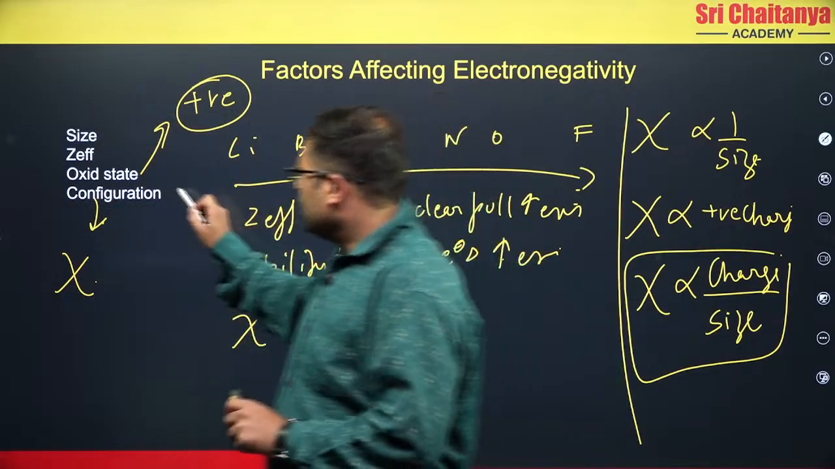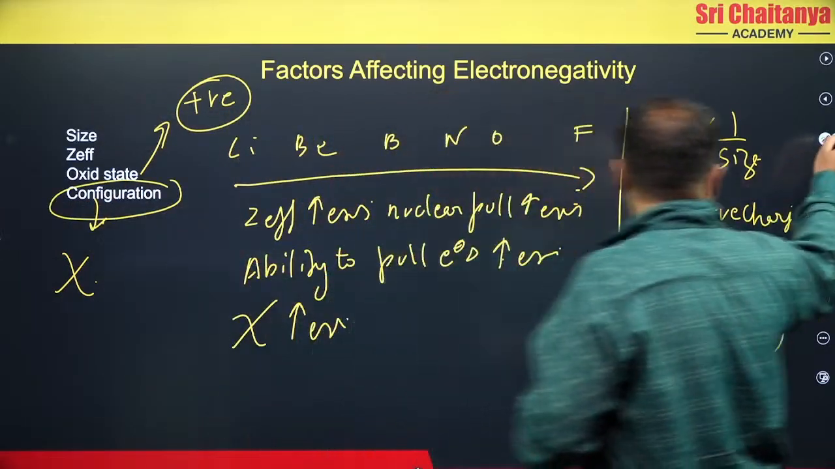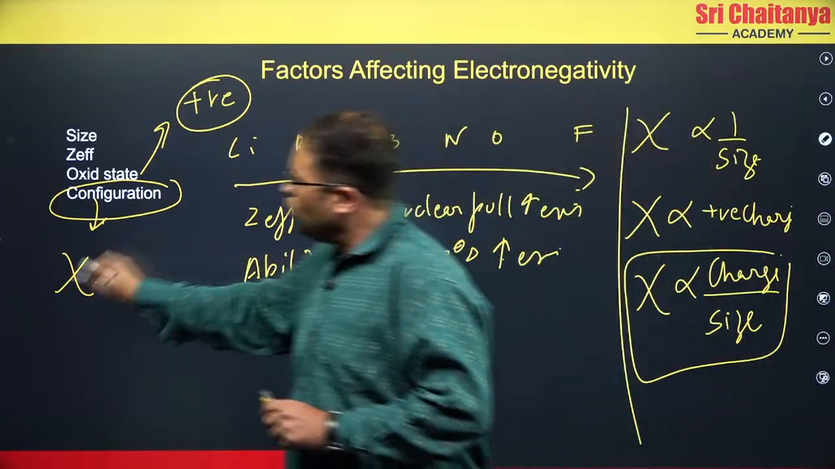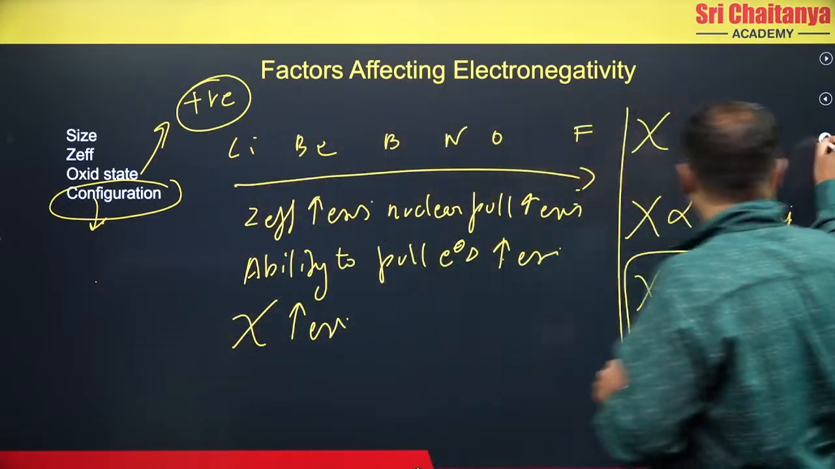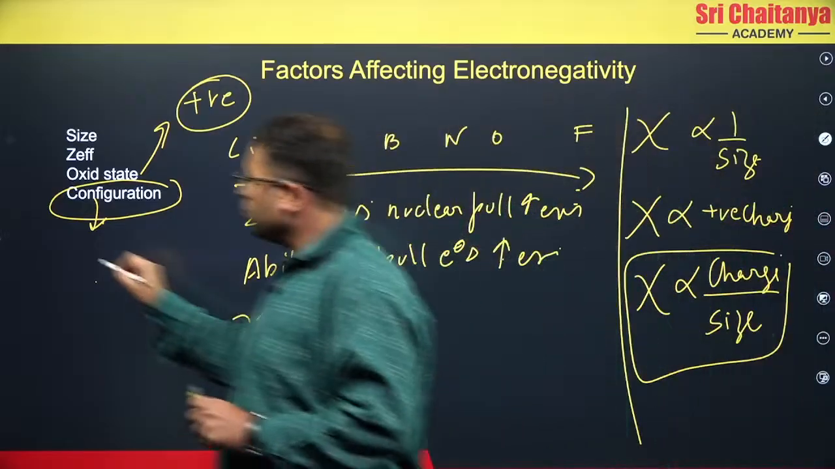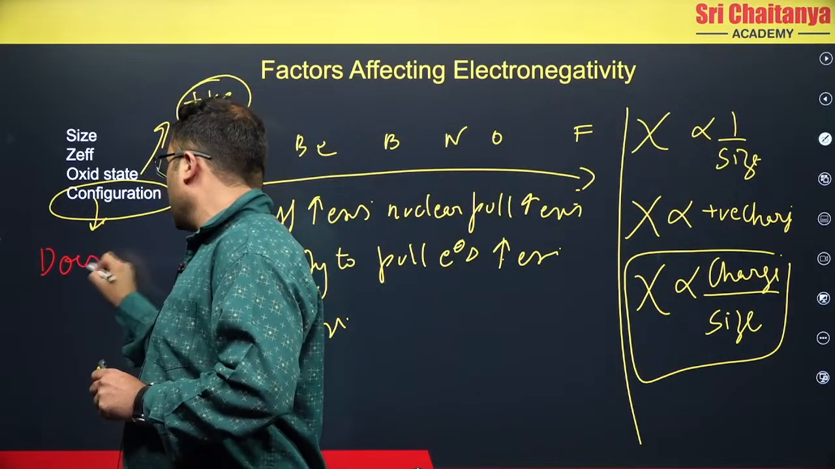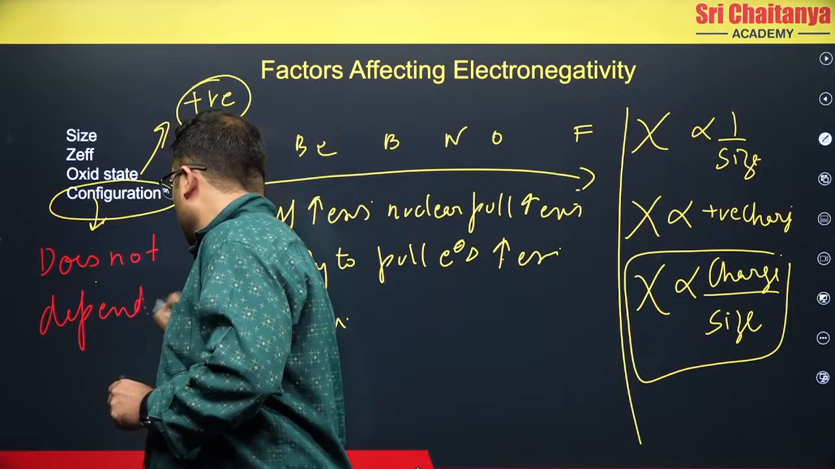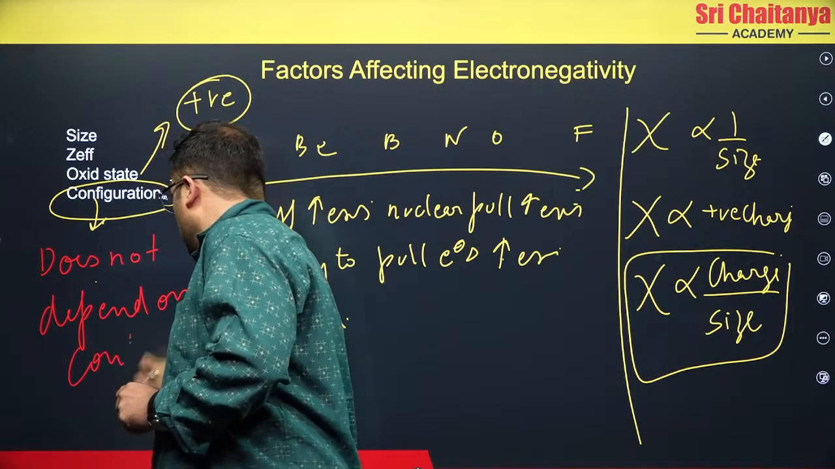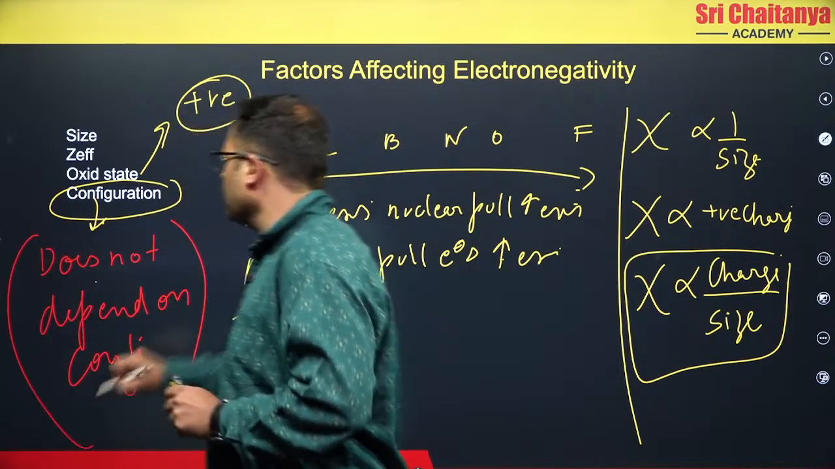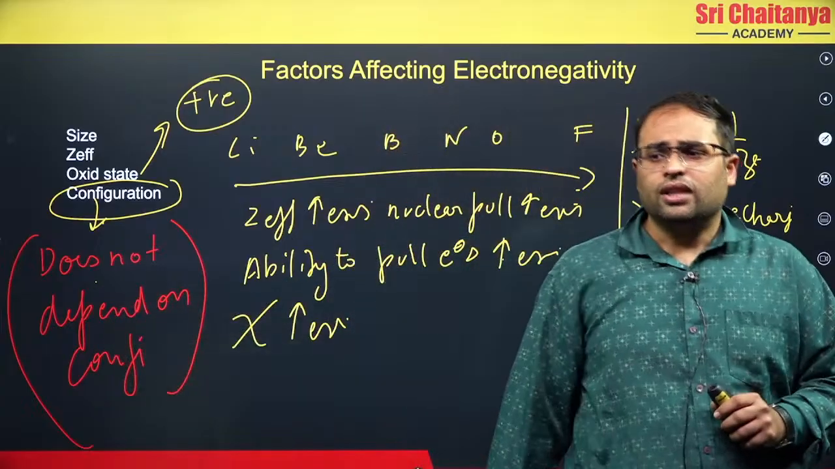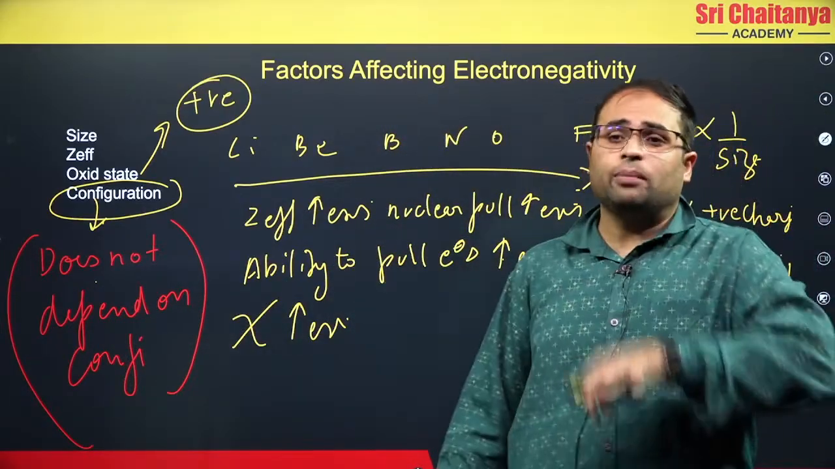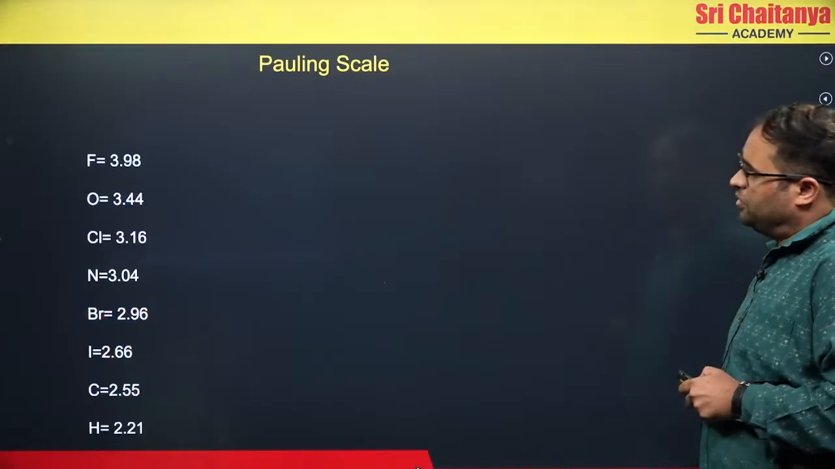No, this is something which does not belong here. Why does it not belong here? Because this is the only property that does not depend upon configuration. So write it down, does not depend on configuration. Write it in, highlight it, that electronegativity is the only property that does not depend upon configuration.